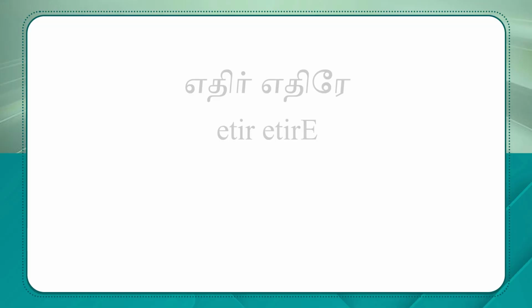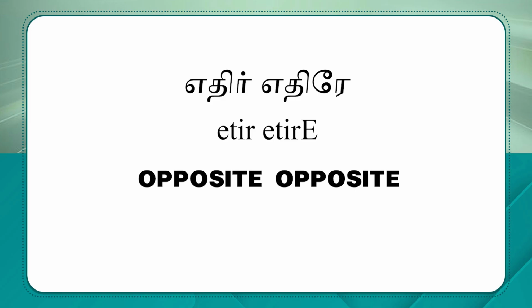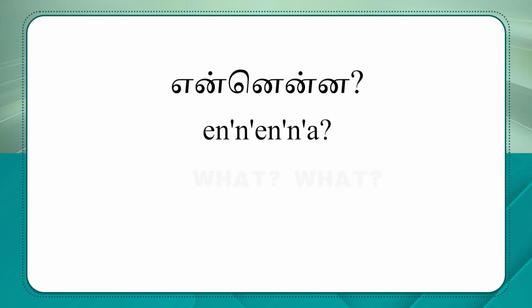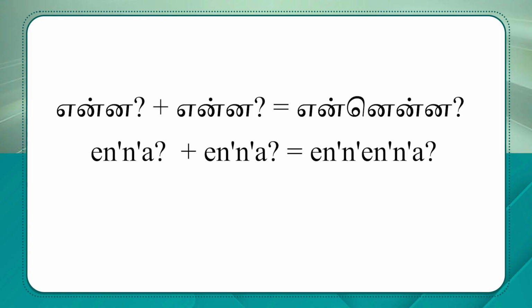Now I will explain about அடுக்குத் தொடர் which means reduplication. Reduplication is a word which is repeated more than once to express emotions like fear, anger, joy, sorrow, or a sense of urgency or haste. For example, எதிர் எதிரே opposite opposite, பல பல many many, என்னென்ன what what. In this sentence, என்னென்ன is the reduplication word which means what. என்ன plus என்ன, it becomes என்னென்ன. So here the librarian asks, hello, what books do you both want?